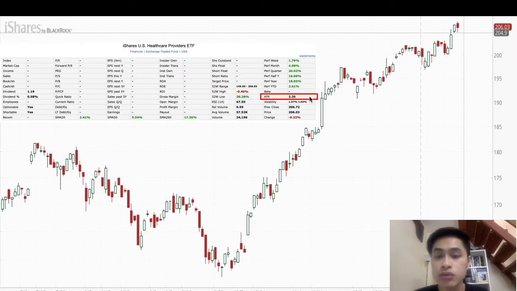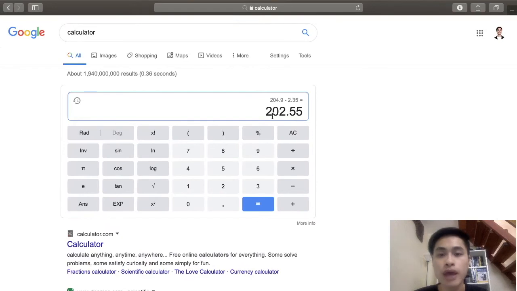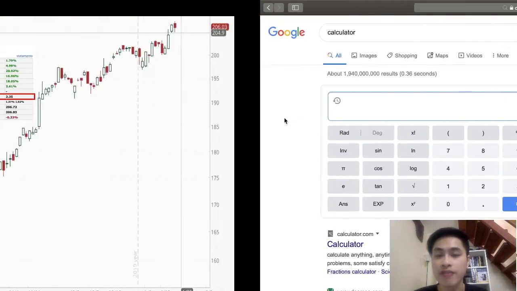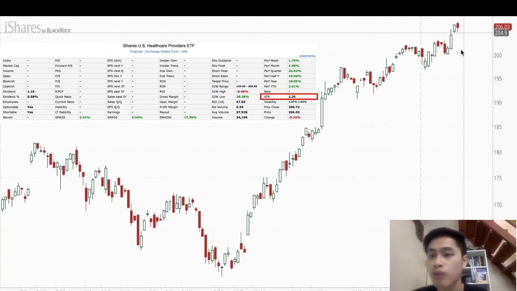So we want to set our stop loss at 202.55. So 202.55 will be around this point where my arrow is. So that is where we want to set our average true range stop loss. Let's take a look at another example.